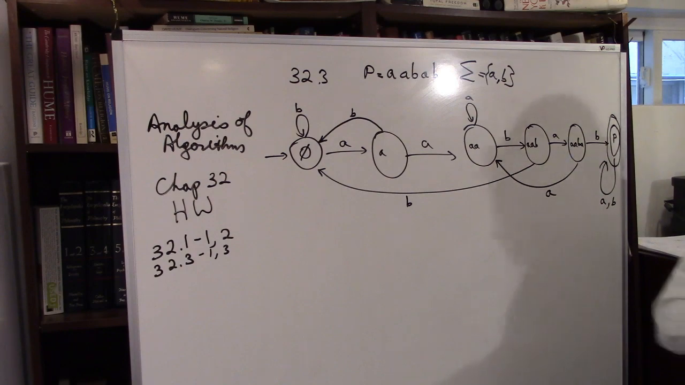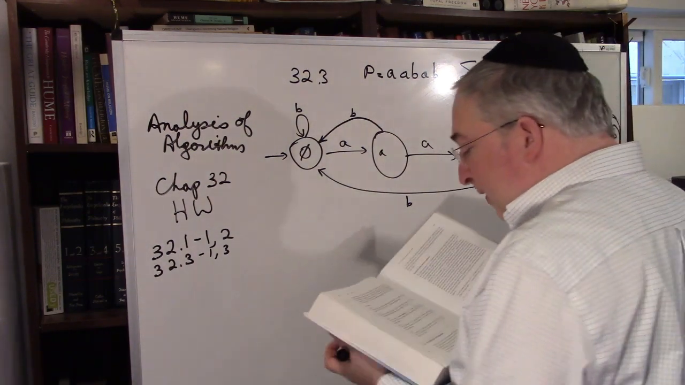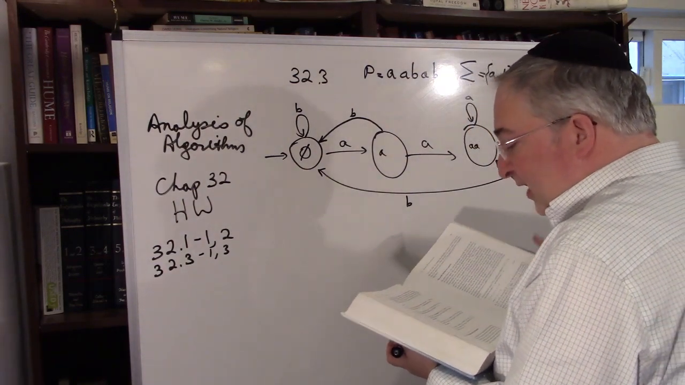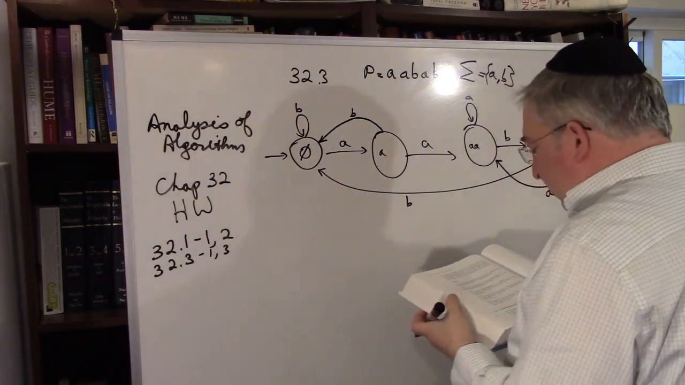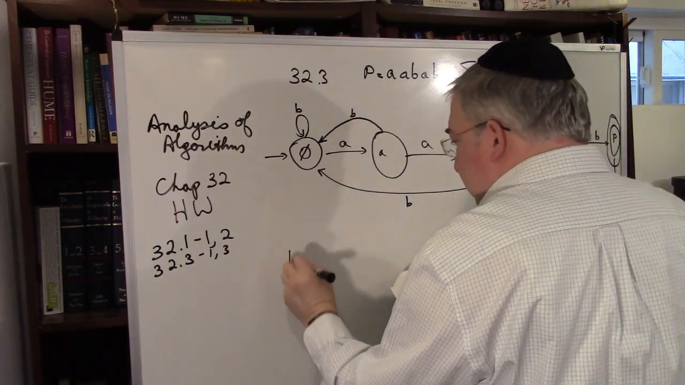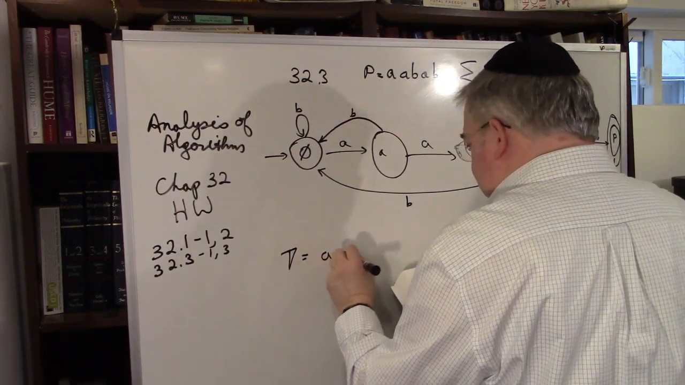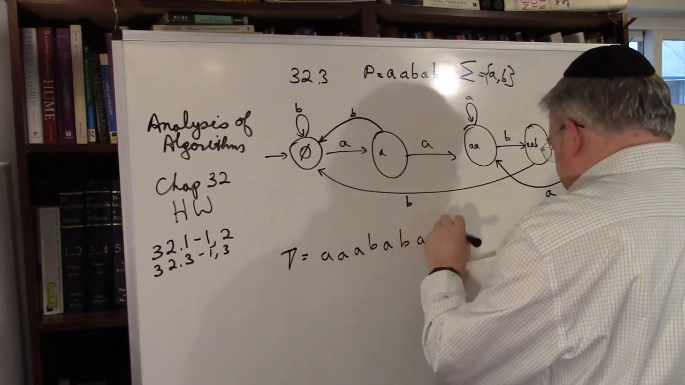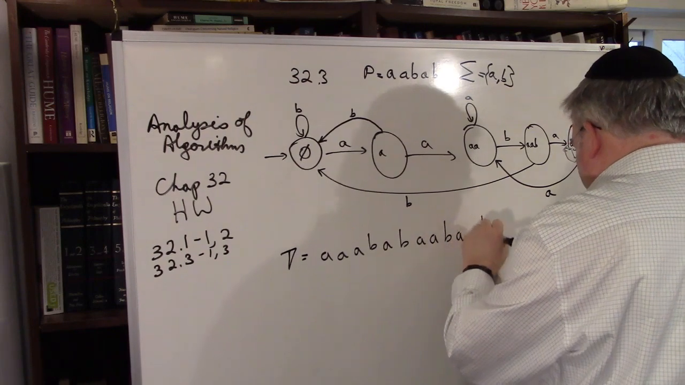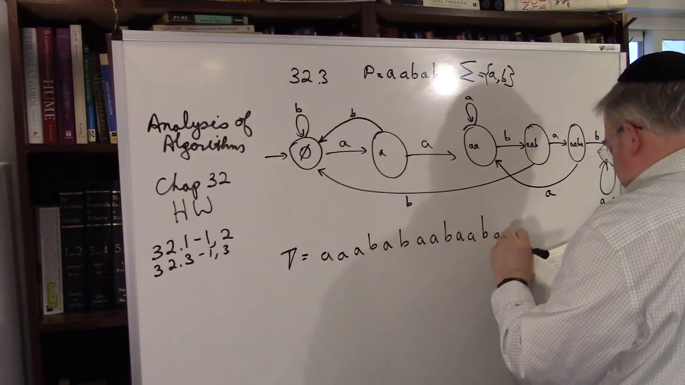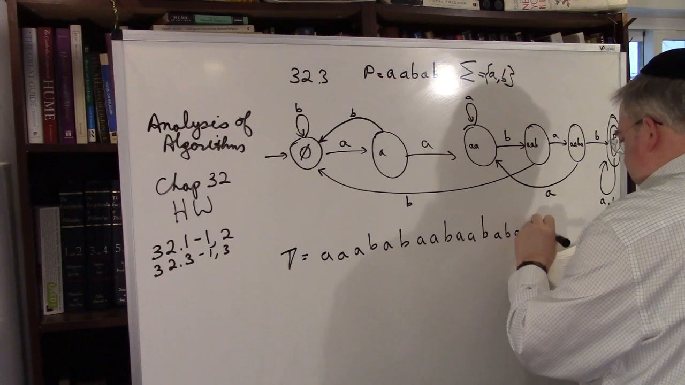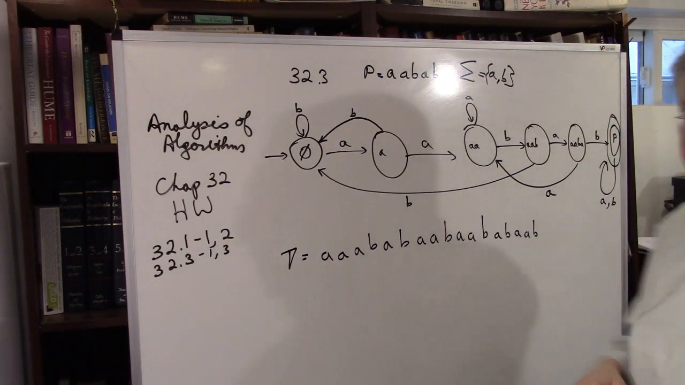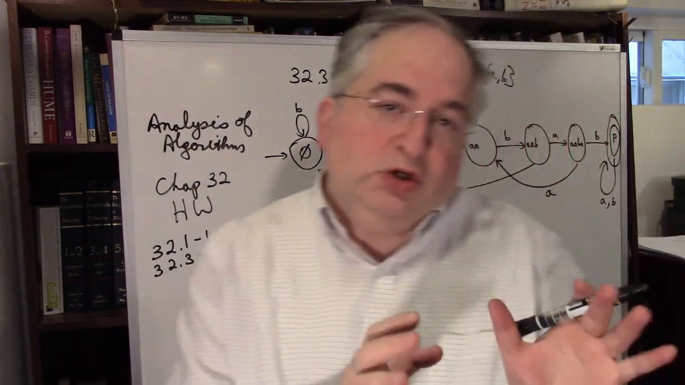But to finish the sentence, construct a string matching automaton for the pattern like this, and its operation on the string AAA. Let's write it. The text is equal to AAABABAABAABABAAB. Okay. The main point of this finite automaton is you don't have to go back.